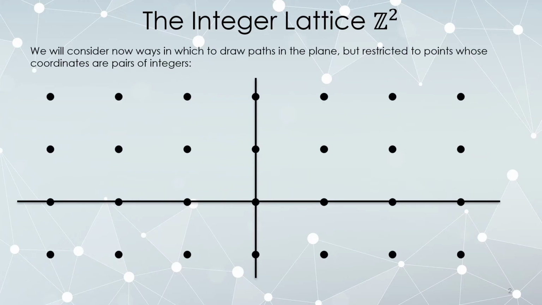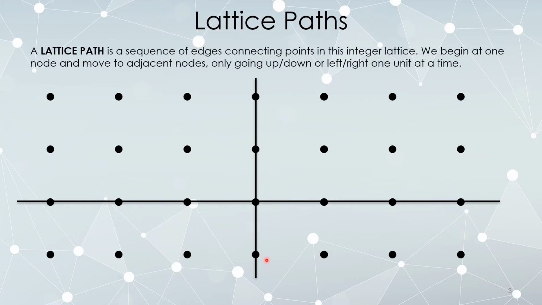So here we have our standard two axes, our x-axis horizontal, our y-axis vertical, and I've drawn integer points. So for example, here is the point 0, 0, 0, 1, 0, 2, 1, 0, 1, 1, 1, 2, and so forth. So these points represent all possible x, y, where both numbers are integers.